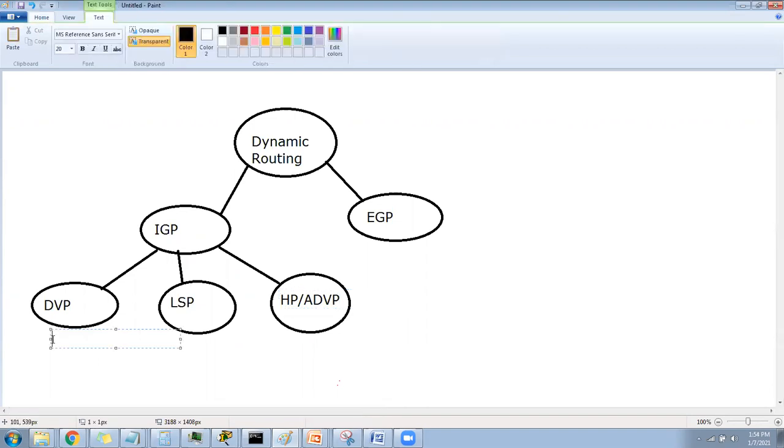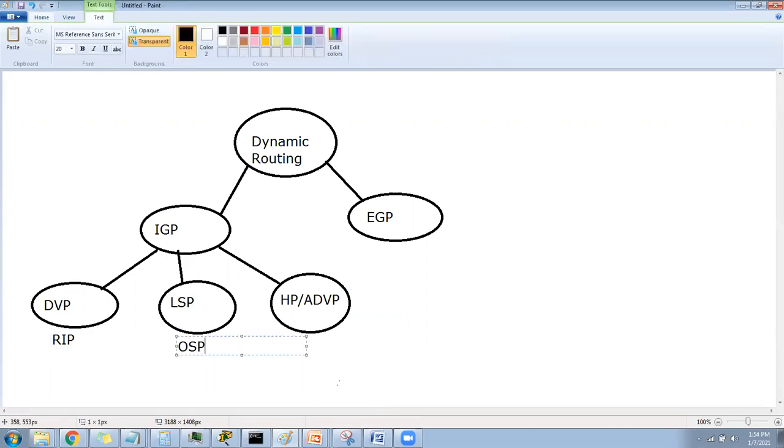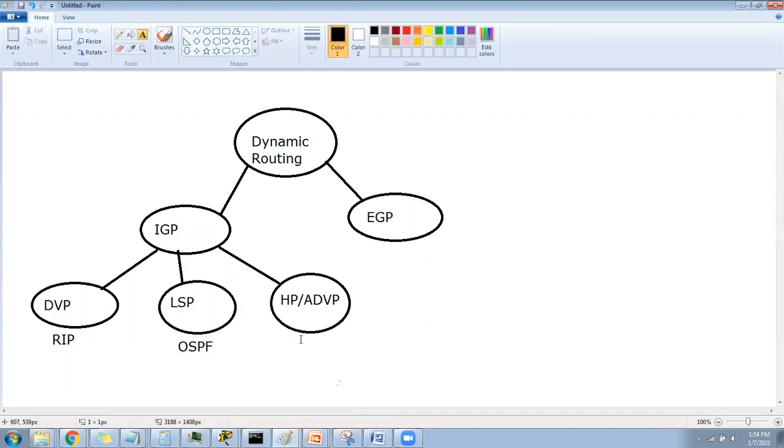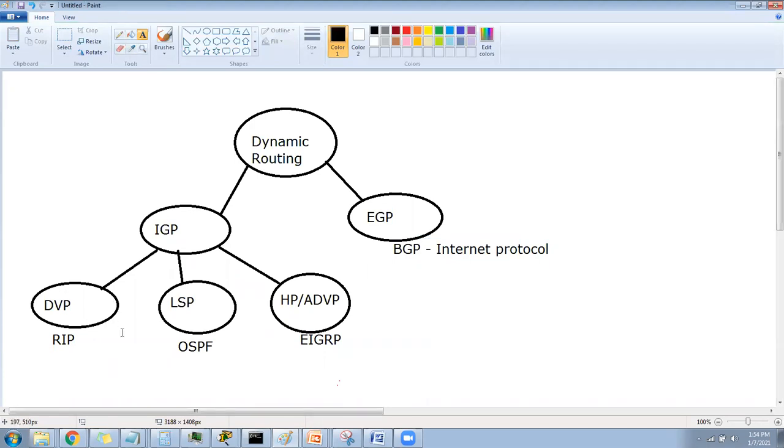The examples are RIP, OSPF, Open Shortest Path First, and EIGRP, Enhanced Interior Gateway Routing Protocol. These are the protocols which we are going to use. And in EGP there is only one protocol, called BGP. That's it. In routing, you need to learn these protocols. These three protocols we will see, and BGP is a very big protocol used on the internet.